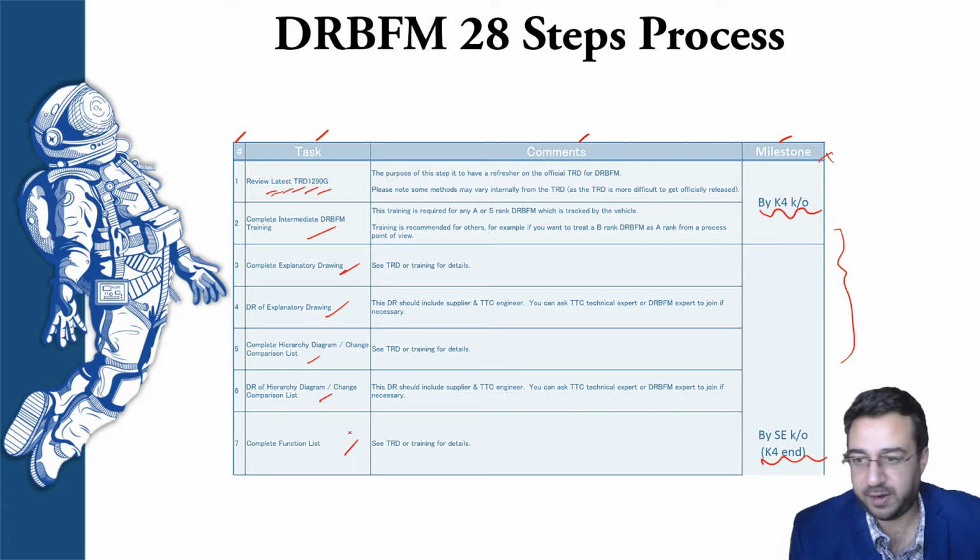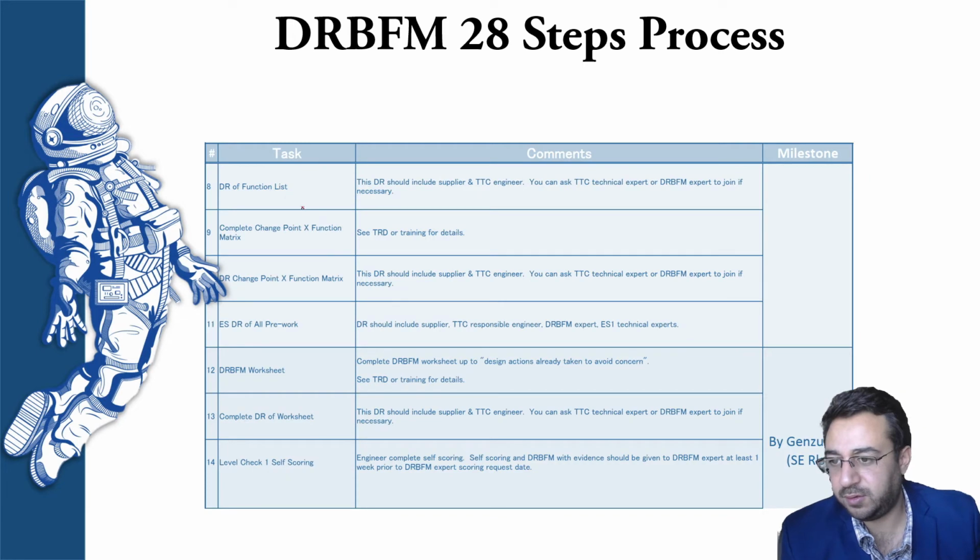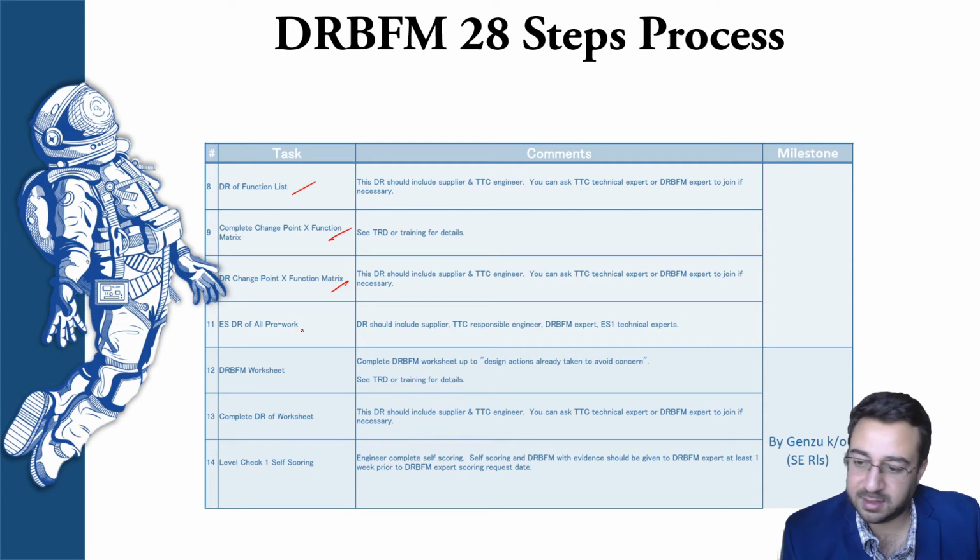You complete your function list as we learned. Then you do design review with your internal team of the function list if they make sense. You complete the change matrix, and you do a design review with external and internal teams, like a serious official design review for that change matrix, and do the changes as needed. Then you do design review of all the pre-work that's been done before so that you can move forward with the process. Then you do the DRBFM worksheet.